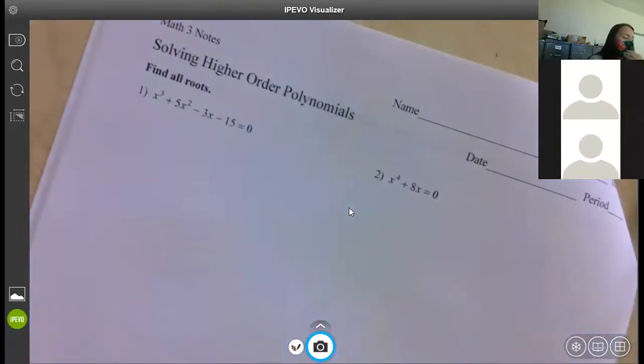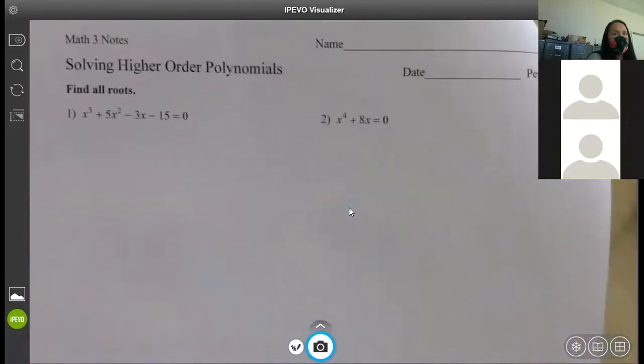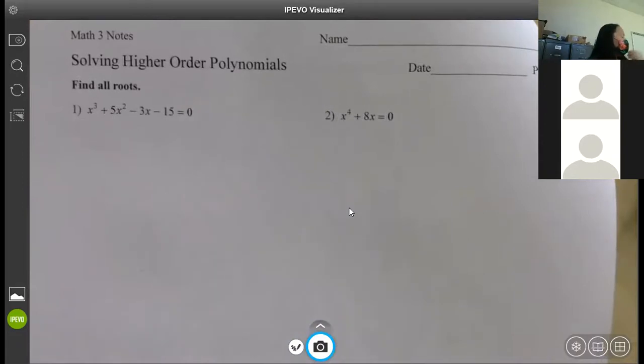So then my next set of notes is solving, and that's what we're doing right now. I showed you the factoring and the solving at the same time. So we're going to do a few of these and then call it a day. So we're going to do some of the higher ones.